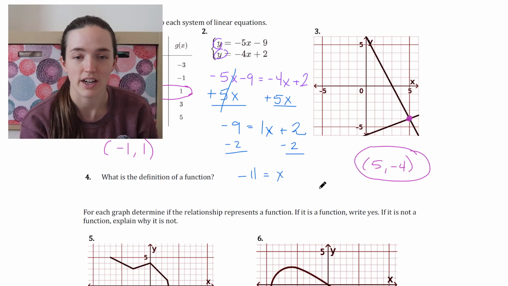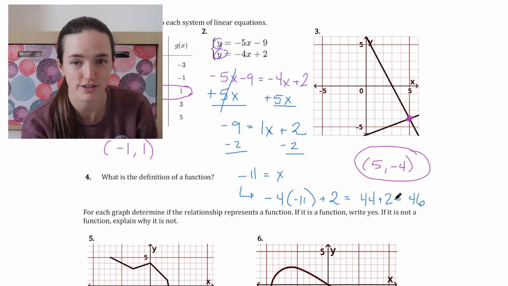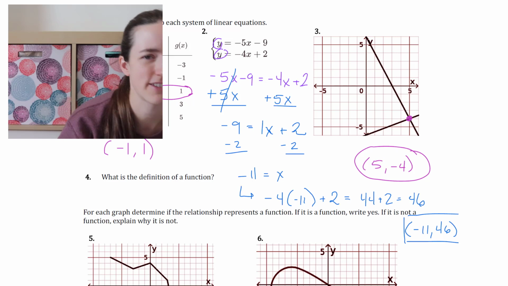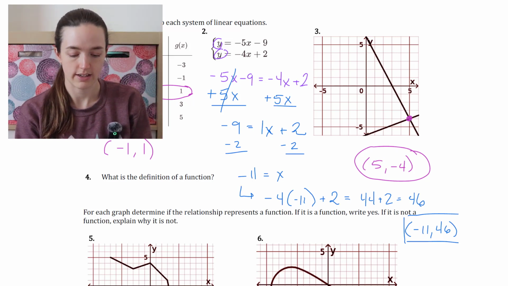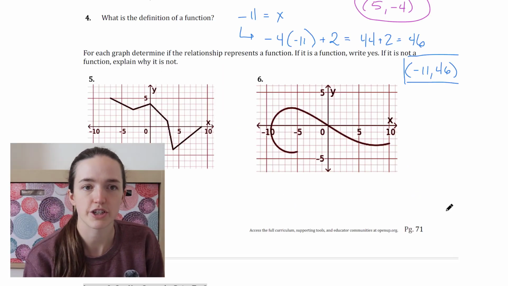Now we still need to find y. We have to plug that back in. I'll use the bottom one, -4 times -11 plus 2. That's 44 plus 2, that's 46. So final answer, all the way down here, (-11, 46). I kind of want to make sure that's right, so -5 times -11 minus 9. Yeah, okay, great.